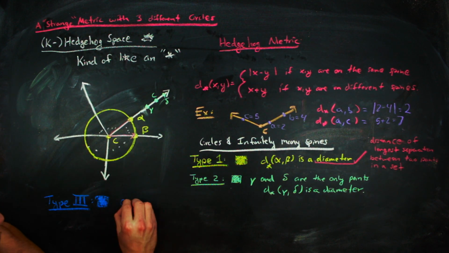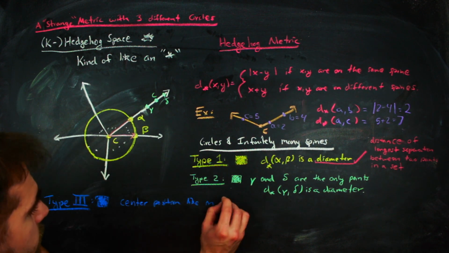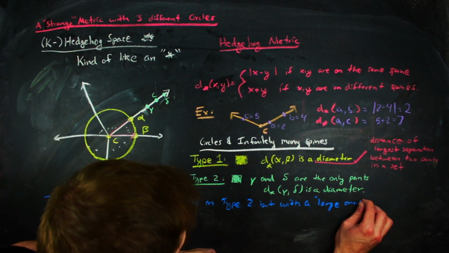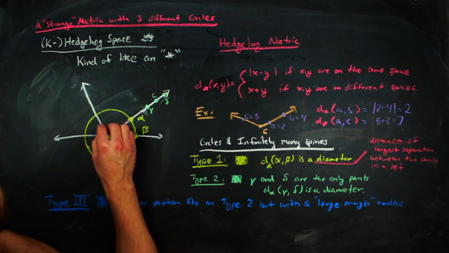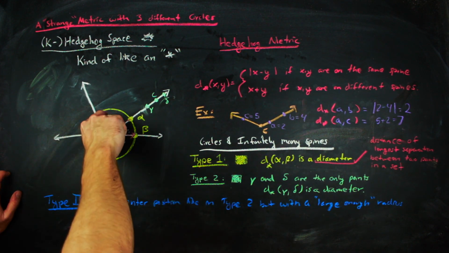First off, the center of our circle is not going to be at the center of the hedgehog space. And second, the radius is going to be large enough that we can reach back to the center of the hedgehog space. In this case, a diameter is not given by any 2 points on the hedgehog circle, which is different from the first two cases.